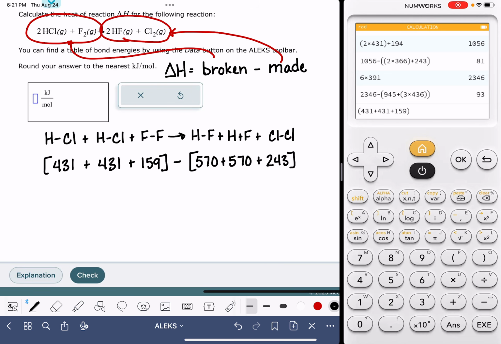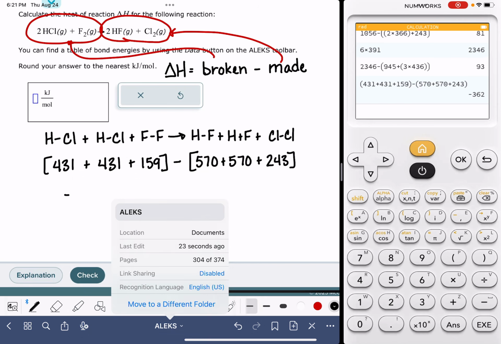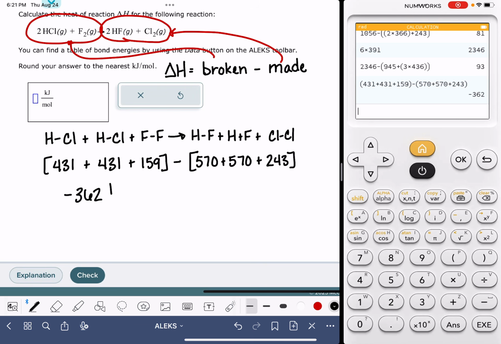So I'm adding up now all of the bonds that I'm breaking, all of my reactant bonds, and subtracting all of my product bonds. And this gives me an energy, a delta H here, of negative 362. I'm going to bring those units back, kilojoules per mole. The sign is really important. You've got to include that. If it's negative, make sure you include the negative sign. That is my answer. Of course, ALEKS likes to have that decimal point at the end of the number. It wants us to round it to the nearest kilojoule per mole.